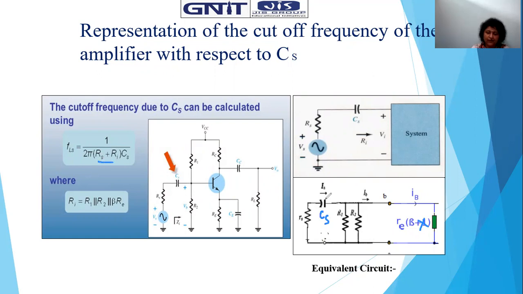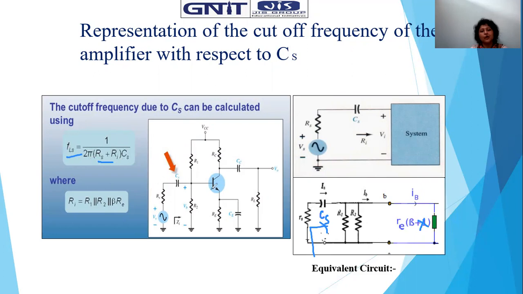And then we have 1 by 2 pi RC. That one is the expression of the cutoff frequency, right? So CS is involved, with respect to CS we are analyzing. That's why the R equivalent is RS plus R1 parallel R2 parallel beta R, and then CS is basically the capacitance involved at that terminal. So 1 by 2 pi RS plus RI into CS, that will be the lower cutoff frequency.